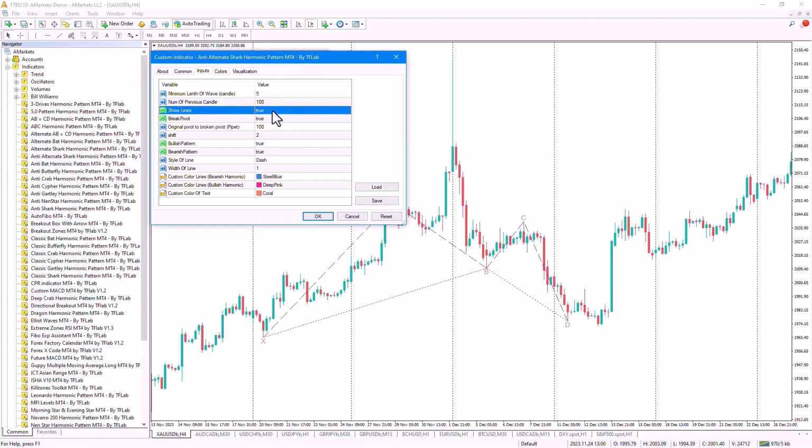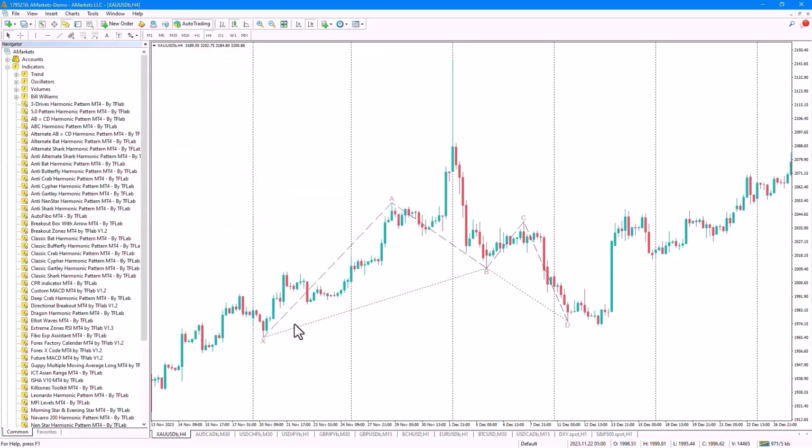In the next section, we can enable or disable the display of the harmonic pattern lines. In the next section, using the break pivot option, we can enable or disable this feature. If the break pivot option is enabled, when the pivots of the harmonic pattern are broken, the pattern will not become invalid for us and will remain valid.